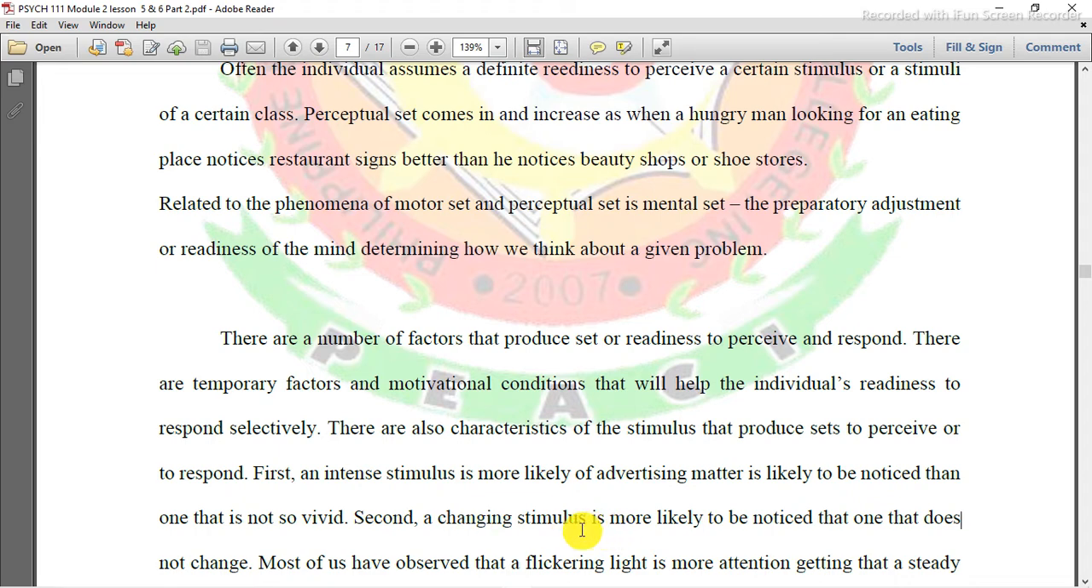Next, sabi dito, a changing stimulus is more likely to be noticed than one that does not change. Kung mahilig ka mag-arrange ng mga bagay, tapos may nawala dyan na isa, nag-change agad yung itsura, manonotice mo daw yan.